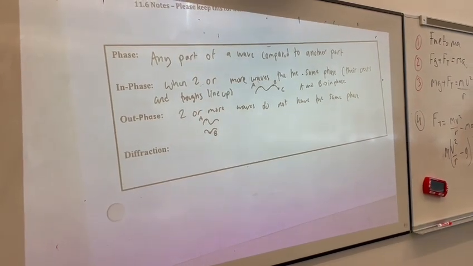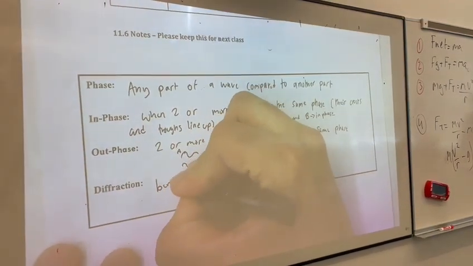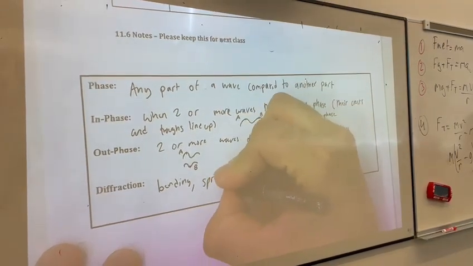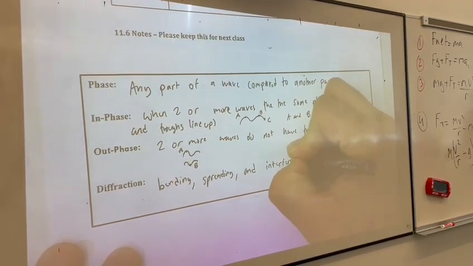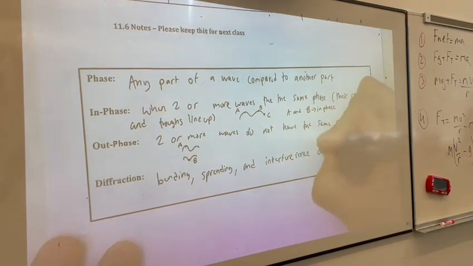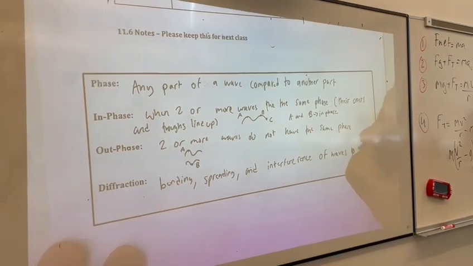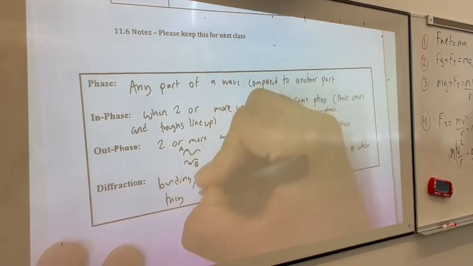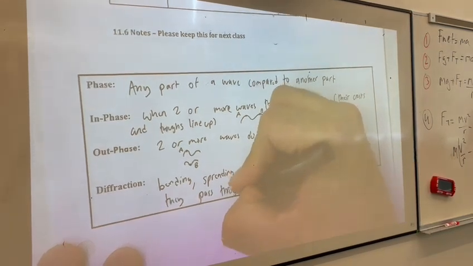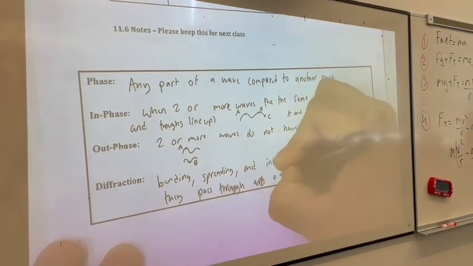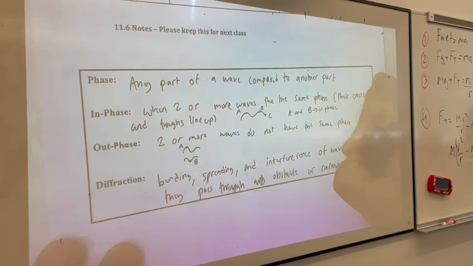Now, diffraction is something that you're going to see or you saw in your lab, and I want to just write down a formal definition. Diffraction is the bending, spreading, and interference of waves when they pass through an obstacle or narrow opening. And so we saw a little bit of diffraction in the lab.